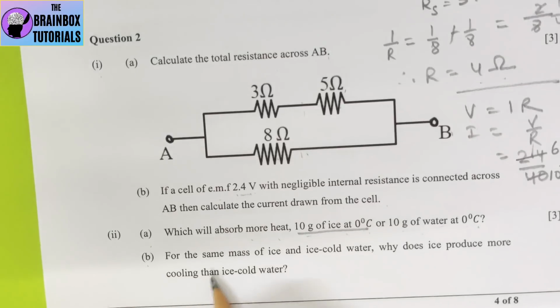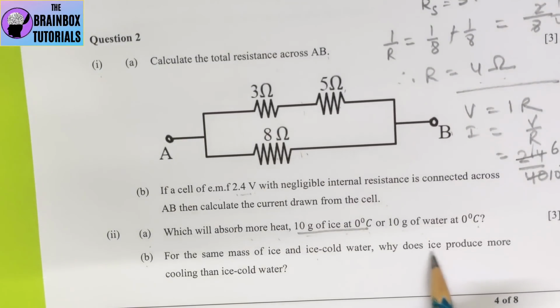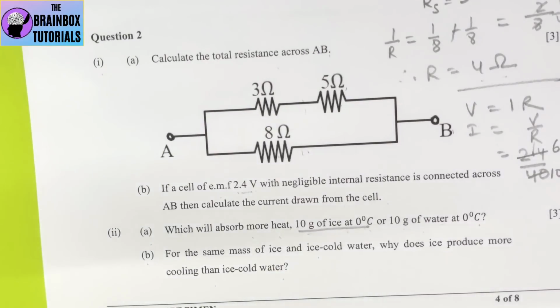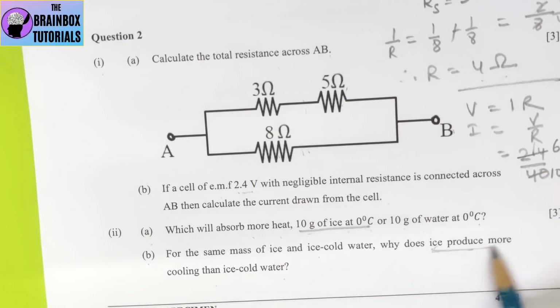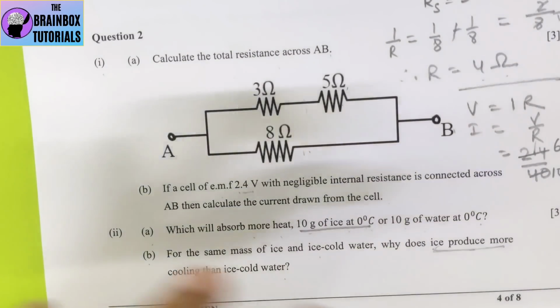Okay, number B is, for the same mass of ice and ice cold water, why does ice produce more cooling than ice cold water? So the answer of this will be that ice produces more cooling than ice cold water because the specific latent heat of ice is more than the specific heat capacity of water. That means ice absorbs more heat than ice cold water, and if a thing is absorbing more heat, that means it is cooling more the surrounding areas.